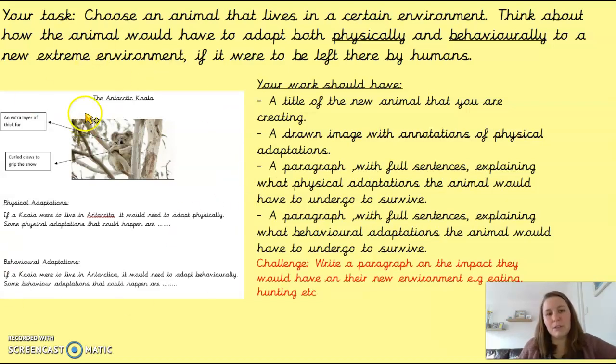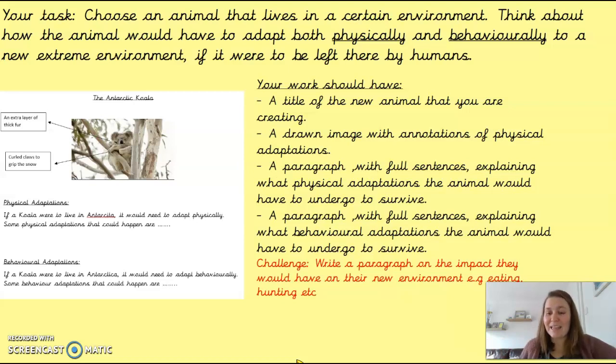Okay, so you need an animal and an environment. So it could be the desert cat, the Antarctic koala. A picture labelled with the adaptations that you've invented. A short paragraph about its physical adaptations, a short paragraph about its behavioural adaptations. And then if you wanted to challenge yourself further, you can add a paragraph on the impact that it would have on its new environment. For example, what it would eat and how that would impact what's there already.